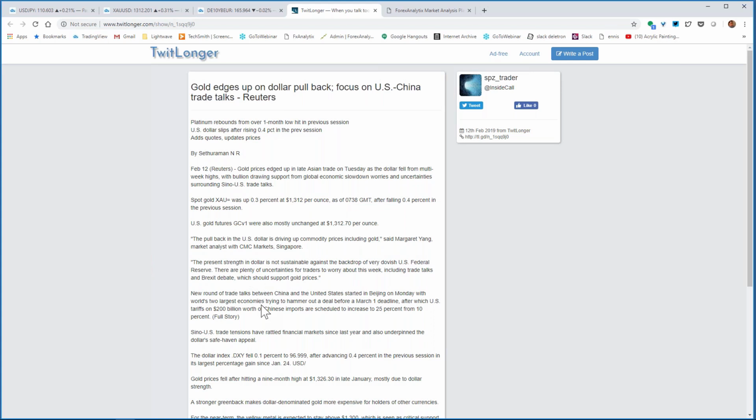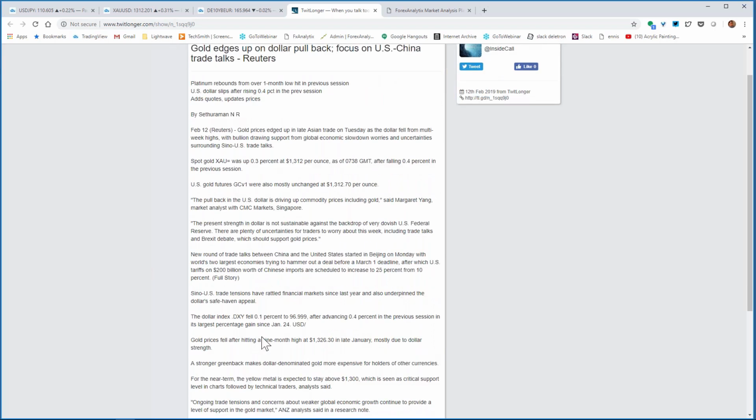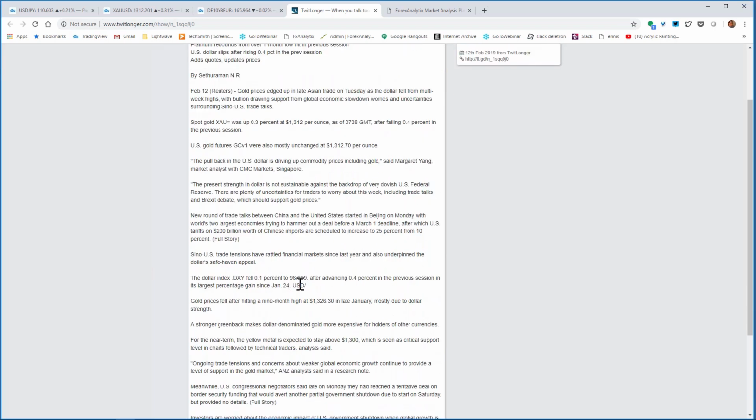gold prices. A new round of talks between China and the U.S. are starting in Beijing on Monday, with the two world's largest economies trying to hammer out a deal before March the 1st. The dollar index fell 1/10 to 96.999. I don't know if you'd call it fell. Gold prices fell after hitting a 9-month high at 1326.